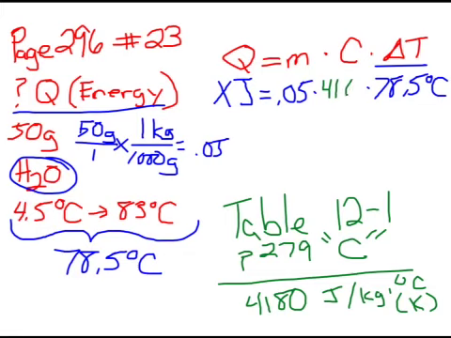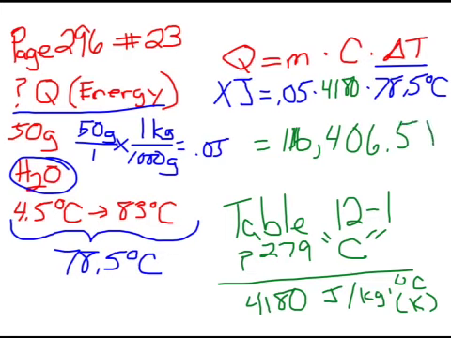I look up water, and it tells me that it's 4180, and the label on that is joules per kilogram per degree C. Or in this case in the book it has, and I'm going to put this in parentheses, Kelvin, because degrees C and Kelvin are the same. So trying to remind you some of the things we talked about when we introduced Chapter 12.